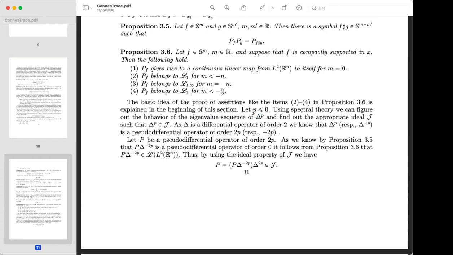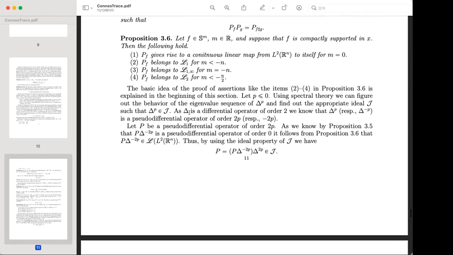And so given P, we can find the appropriate ideal J of the algebra of bounded linear operators on L2(R^n), such that the Laplacian to the P belongs to J. In some cases, J might be one of these ideals, or the ideals formed by the Calkin correspondence I mentioned to you last month.